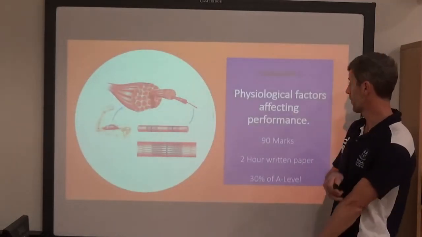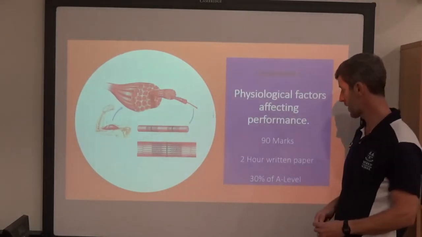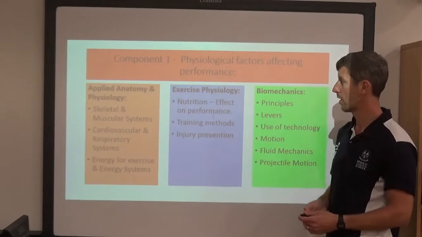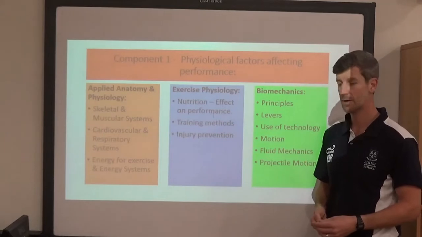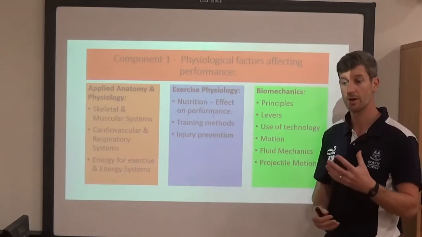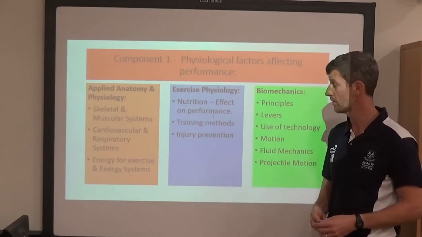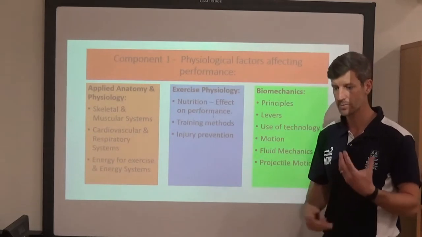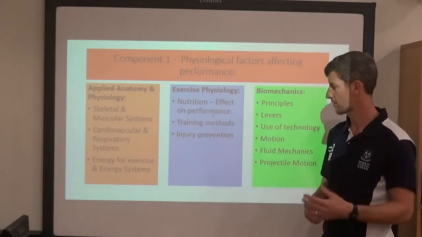Component one, so we've got physiological factors affecting performance. It's a 90 mark paper, it's 2 hours, and it's 30% of the overall A level. The areas that we're going to cover in component one are, so we've got the applied anatomy and physiology, looking at skeletal and muscular systems. Delving into the bones, the muscles, the joints, and learning a lot of detail about that. So they would have done that already in GCSE, but we're going into it in a lot more detail. Cardiovascular and respiratory systems, so having a look at how the systems work, how blood flows around the body, how we use the oxygen, etc.